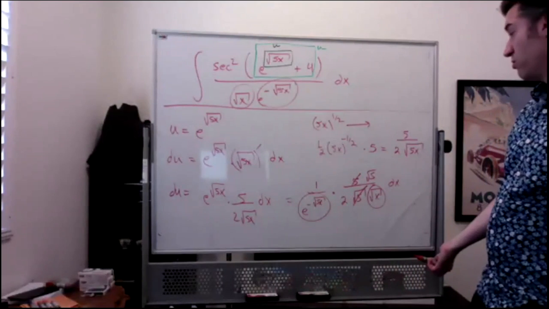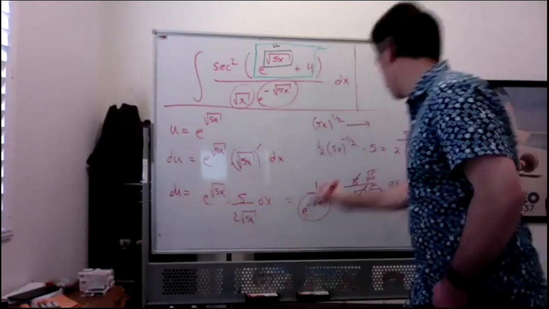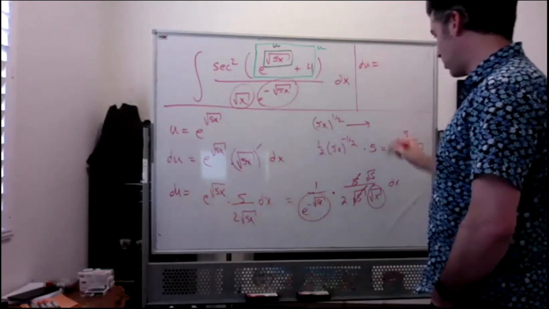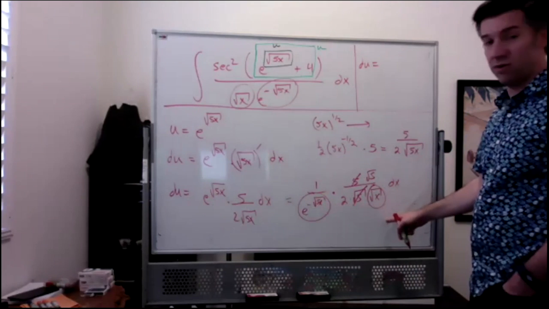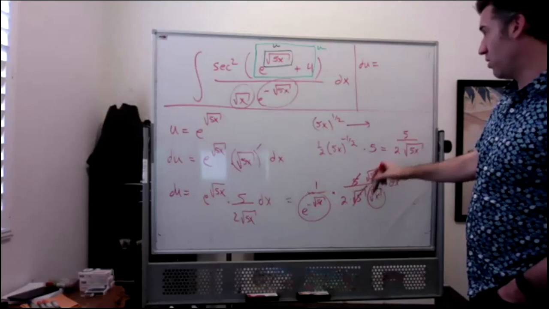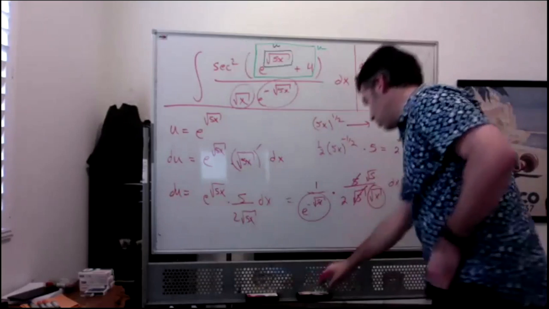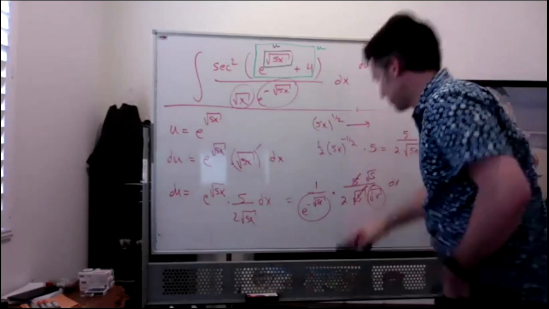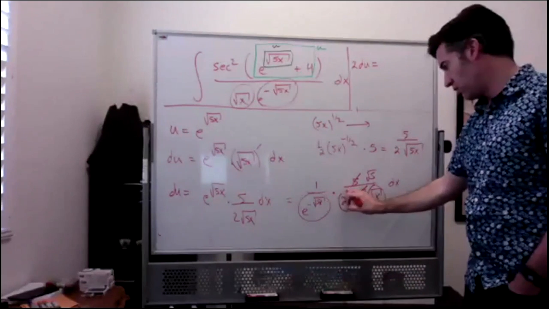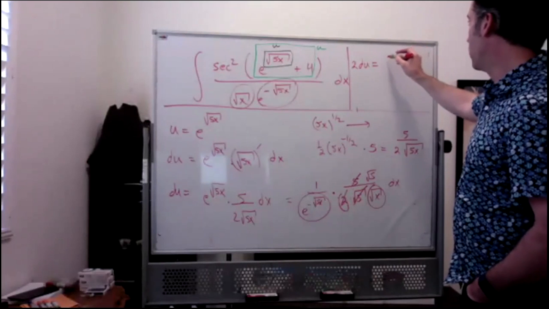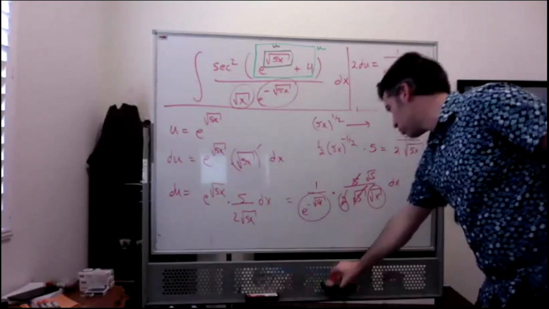So I'm running out of room. Here's what I've got. I've got that du is equal to 1 over e to the negative root 5x times 2 times root x, all in the denominator. I don't want that 2 though. So I'm going to multiply the 2 over here and say 2 du, so I don't have this 2 anymore, is equal to 1 over root x times e to the negative root 5x. Come on.